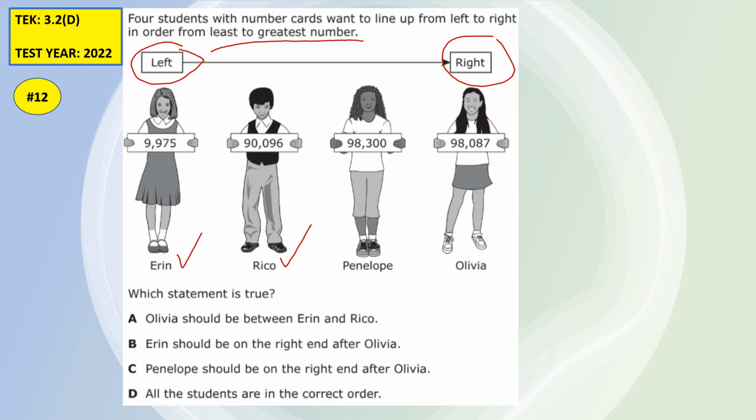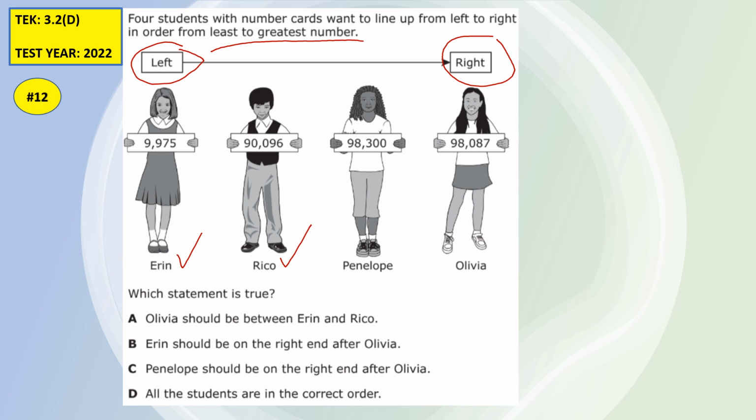Now we have two people left. We have Penelope and Olivia. Penelope's number is 98,300 and Olivia's number is 98,087. Now, if we look at the first two numbers, right, they're the exact same. So we're going to have to use the hundreds place to figure out who has the smallest number.